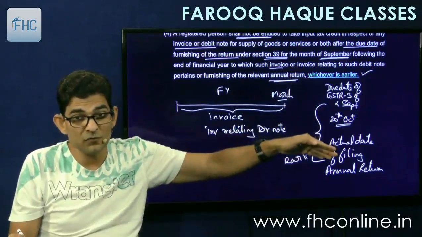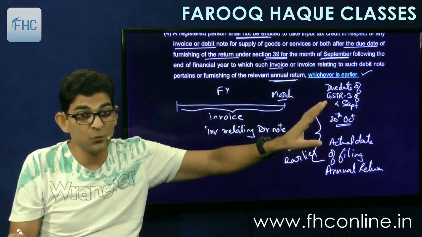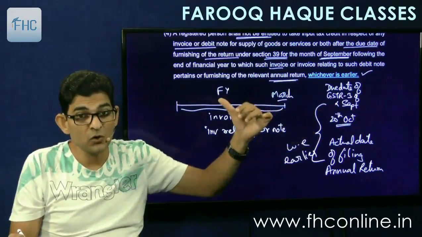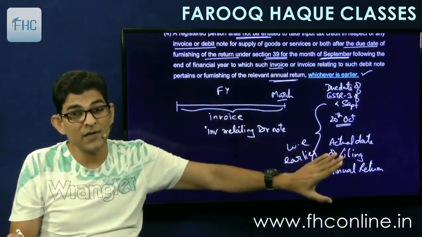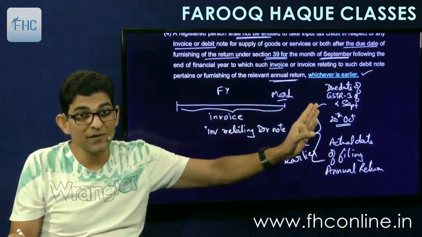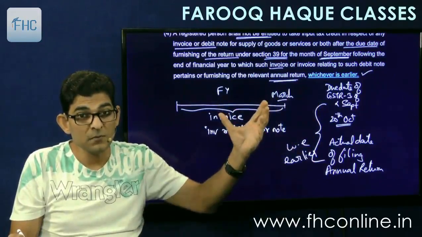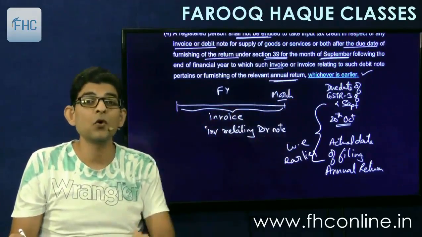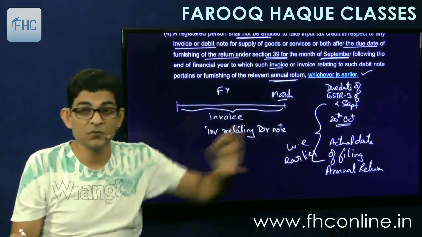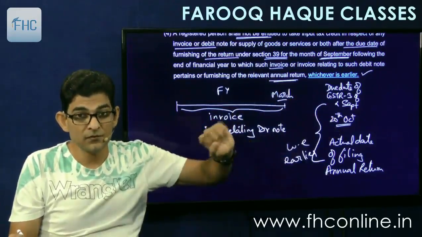Means if I have not filed the annual return by 20th October, then when 20th October expires you cannot take credit of these invoices. Or if you have filed the annual return before 20th October, say on 10th of October, then the maximum time you have to take credit of these invoices is by 10th of October. So whichever is earlier. This is one thing.